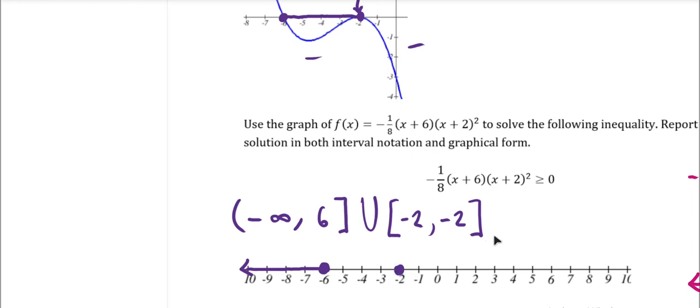And how do we write this in interval notation? Well, the same way that we did for a single point, we can use brackets and this degenerate interval to show that point. And we're going to want to union these 2 things together, so we're saying both these things pass the test of where is this first polynomial greater than or equal to 0.